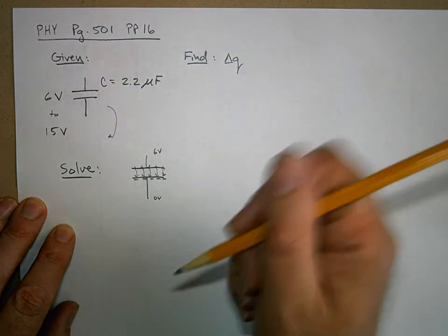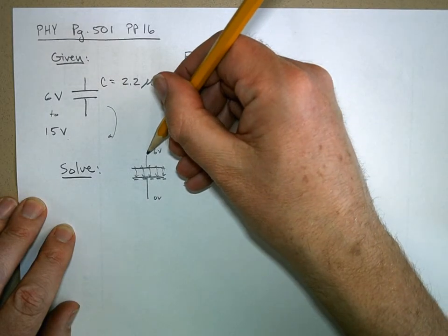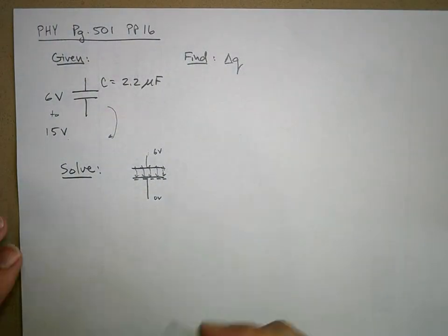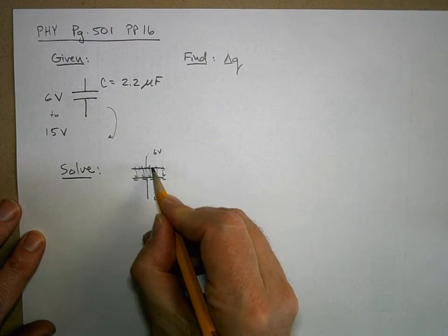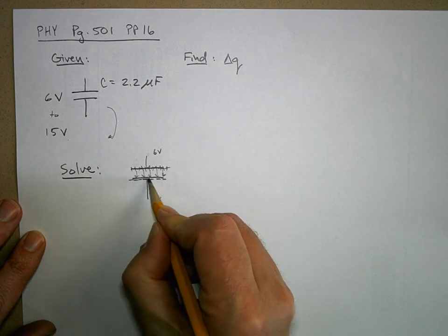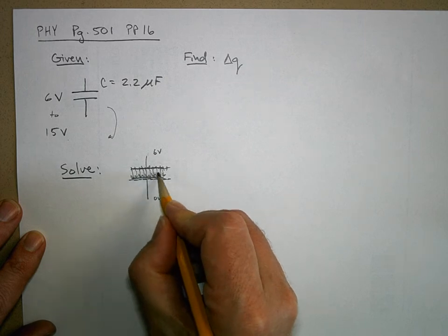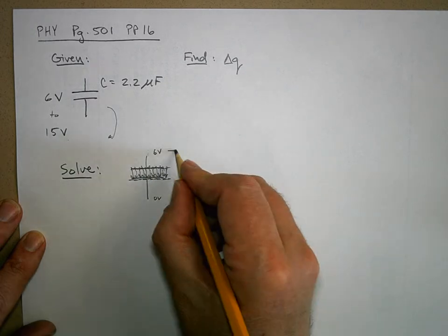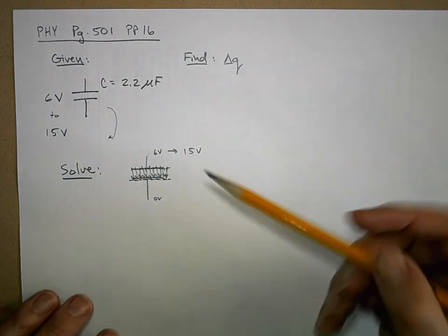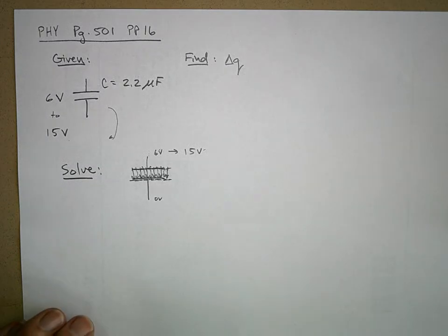And what we want to do is add charge to it. If you increase the voltage, you increase the pressure, the push on those charges, and you can stuff more and more charge in there. So you get more and more negative charge right here, and you increase the strength of that electric field until you get to 15 volts. And then you stop. You want to know, if you increase from 6 volts to 15 volts, how much additional charge did you put on there?